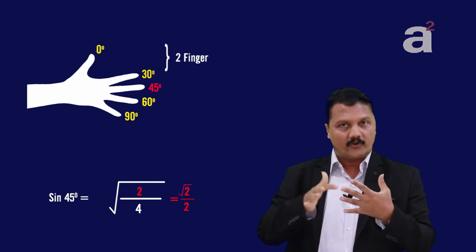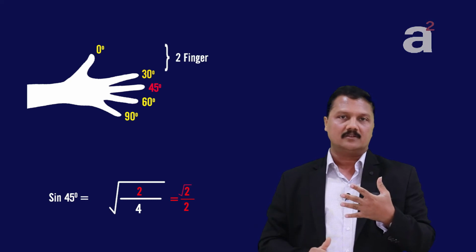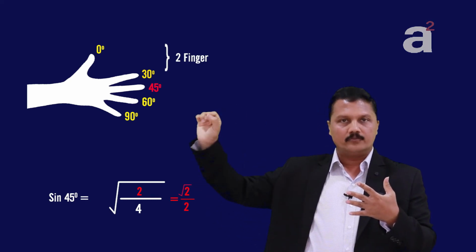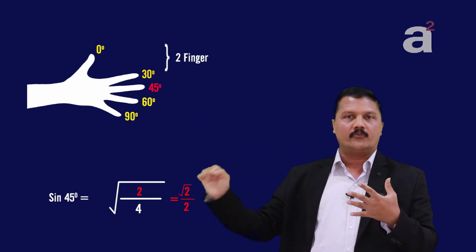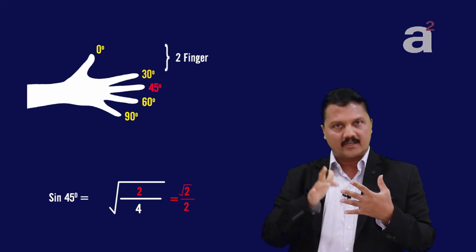This one is 45 degrees. For 45 degrees, how many fingers are there above this? There are 2 fingers. So square root of 2 over 4. That is square root 2 over square root 4, which is square root 4 is 2. So we can write square root 2 over 2. That's the value of sine 45.